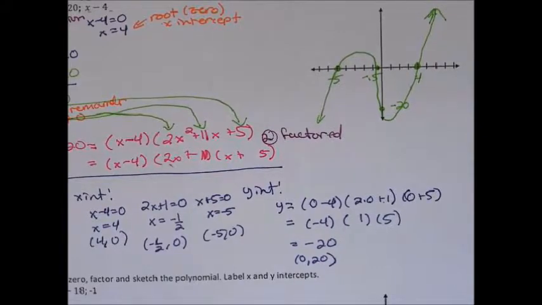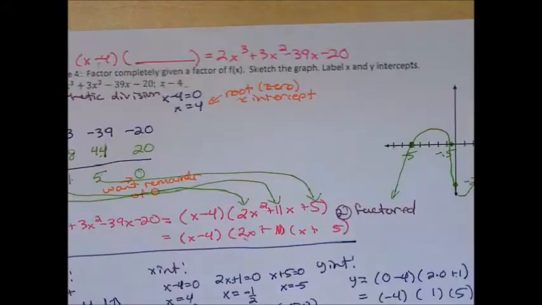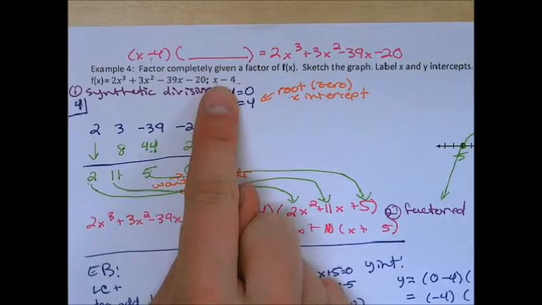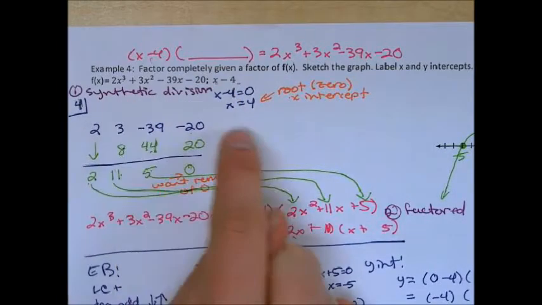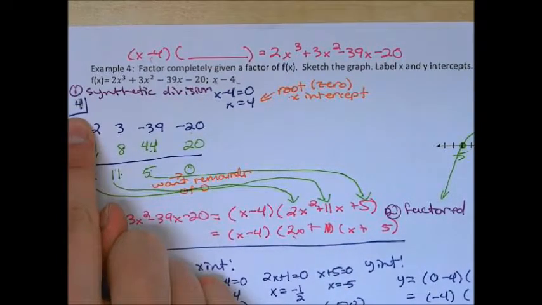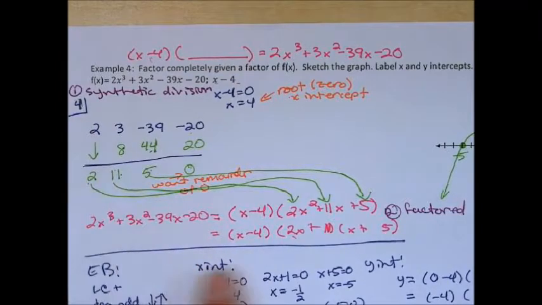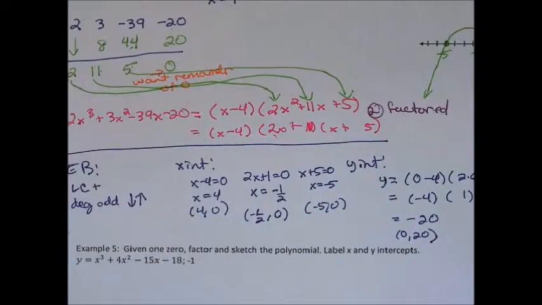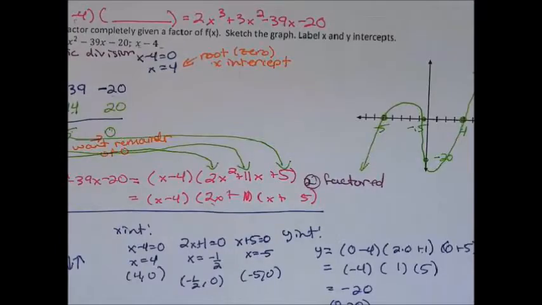So let's go over that one more time. We were given a factor, and so in order to use synthetic division, we needed the root. The root is 4. We did our synthetic division, and then we factored to here. We found our end behavior, x-intercepts, y-intercepts, and then we graphed it.